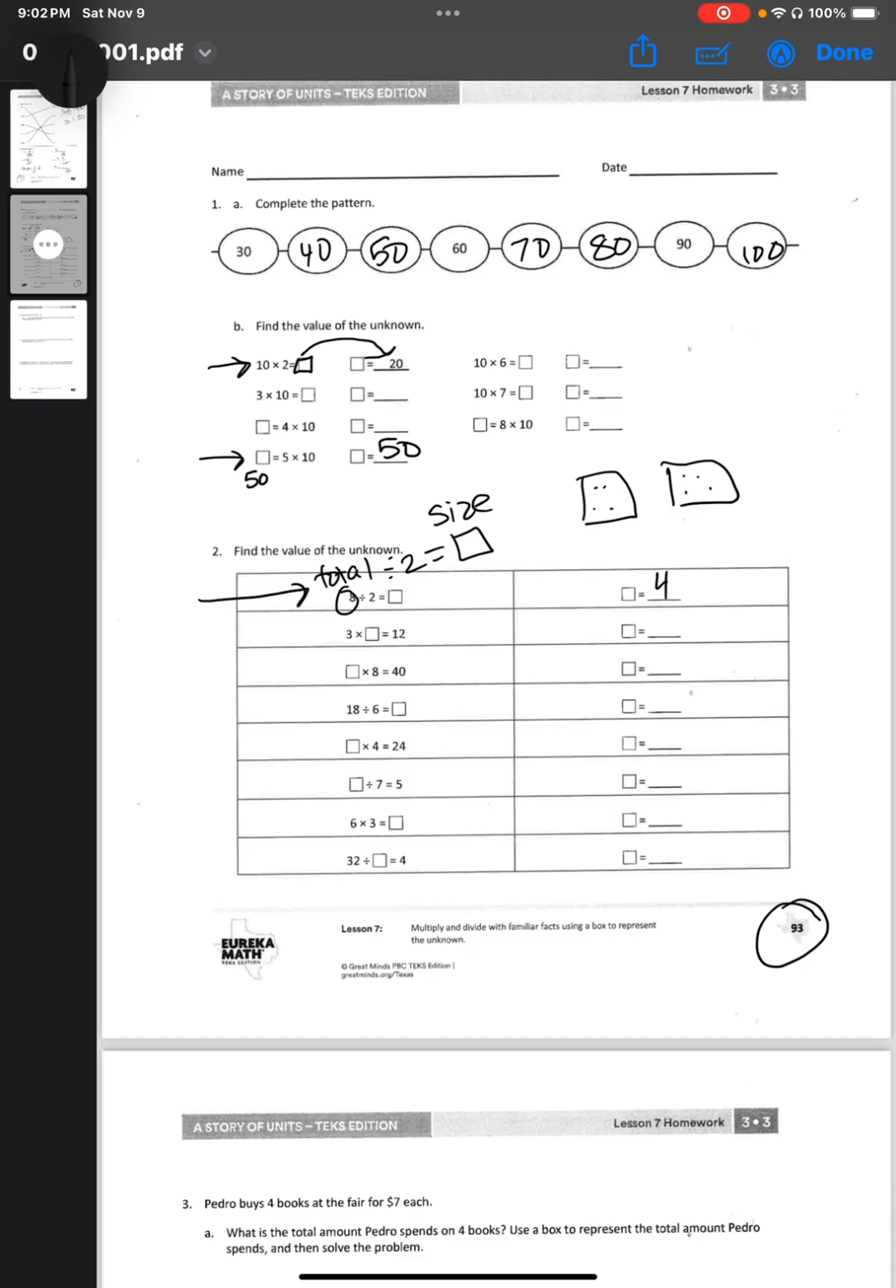One other thing we want to review is, what do we call the answer in a division problem? It's a word we talked about several weeks ago. It is the quotient.